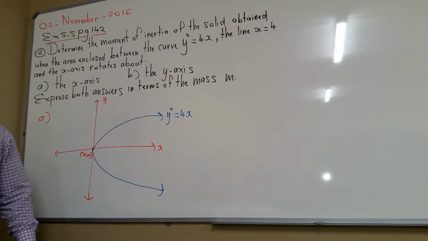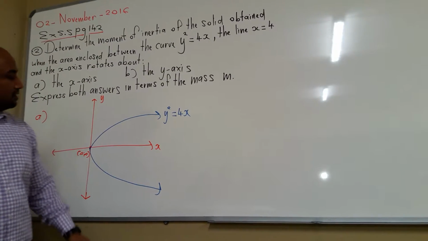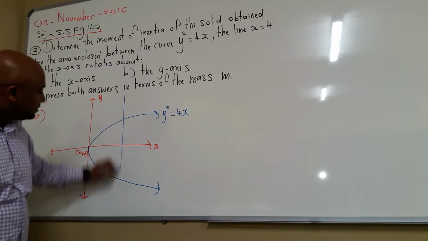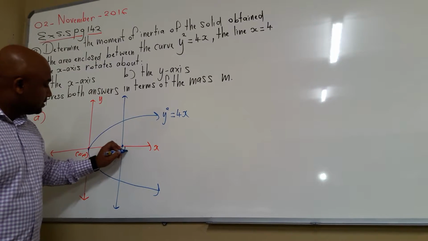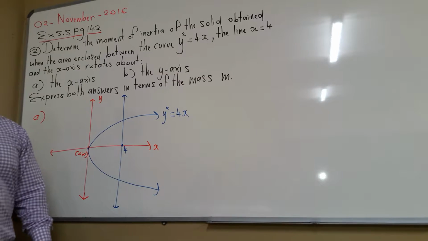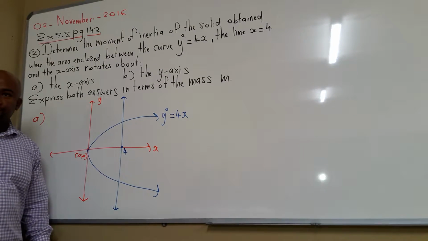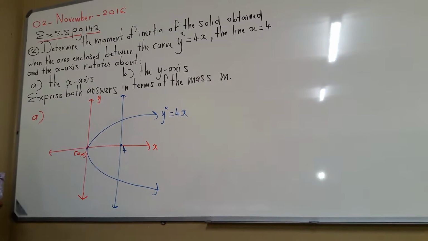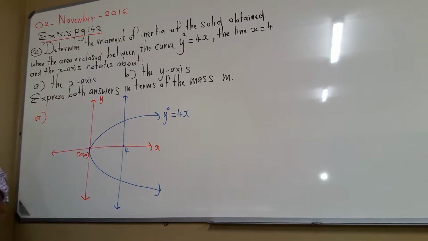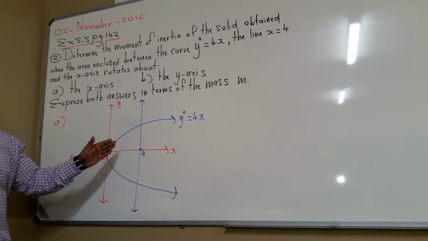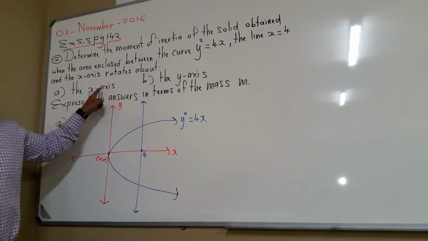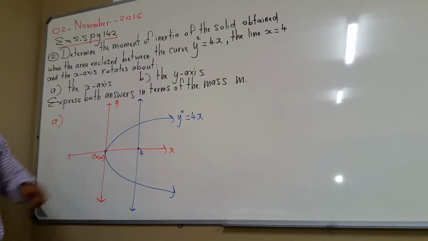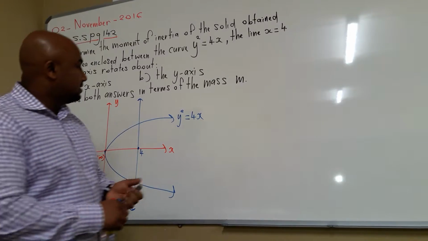What about the line x is equal to 4? That is a straight line. It's cutting the x-axis at 4. Okay. So now, we need to calculate the moment of inertia when this rotates about the x-axis. Okay, so let's write that down.